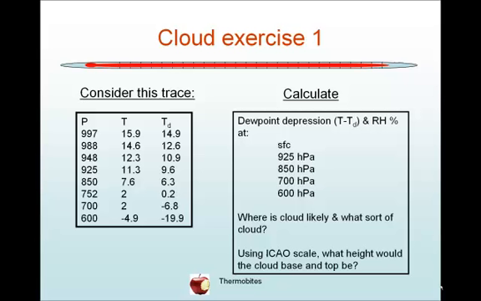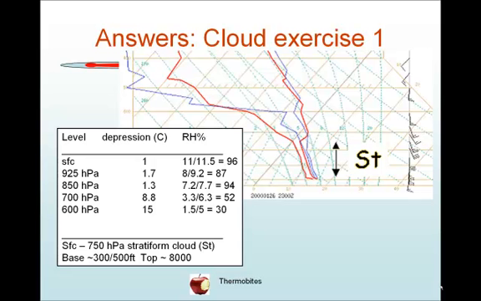So what did you find? Here's the actual trace in red for the day, and you'll see that there's a small dewpoint depression in the lower part of the troposphere. The calculated values you should have come up with would have been 1 degree for the surface, 1.7 at 925, 1.3 at 850, and then they come sharply apart above that. So nearly 9 degrees at 700 and 15 degrees at 600 hectopascals.